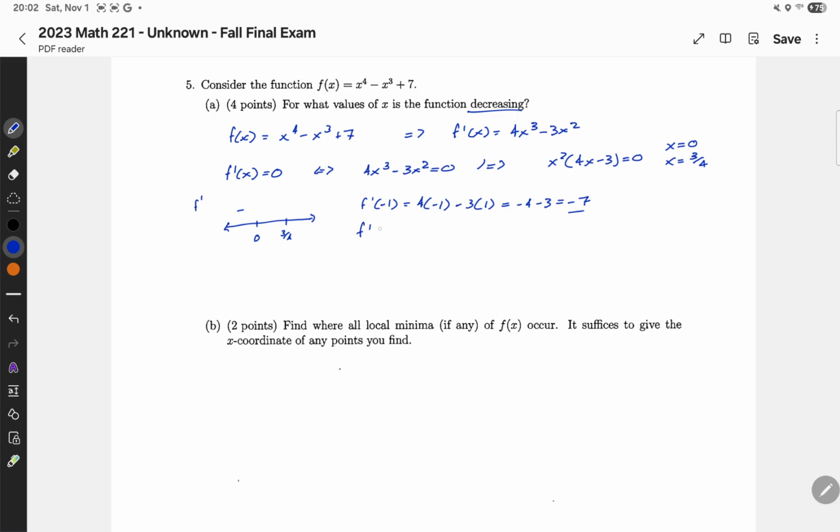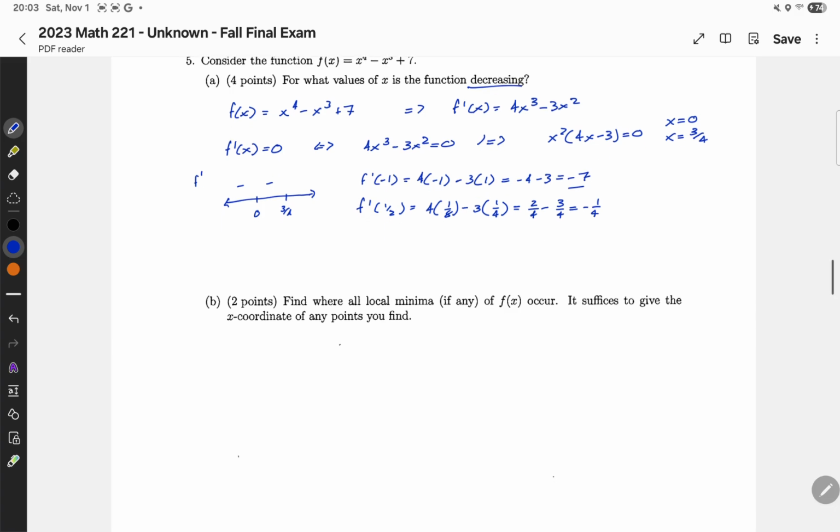Now let's go ahead and look at when f prime is between 0 and 3/4. So let's check 1/2, that'll work. This is going to be equal to 4 times 1/2 cubed, which is 1/8, minus 1 times 1/2 squared, which is 1/4. This is equal to 4 over 8, which we can simplify to 2 over 4, minus 3 over 4, which is equal to minus 1/4. So again, f prime is going to be negative between 0 and 3/4, but it's 0 at 0, right?